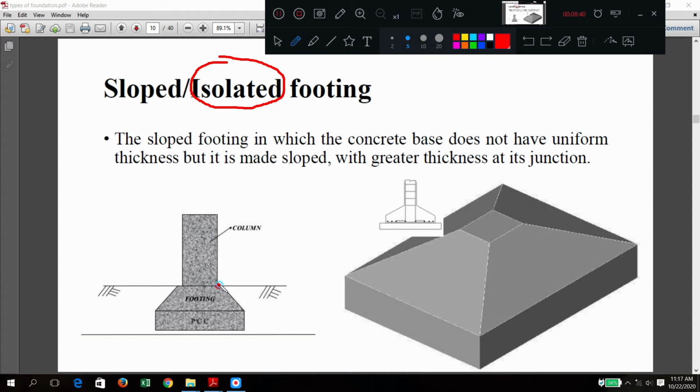Sloped means what? From the edge of the column base to the raft top, the concrete is poured in a sloping direction. Steps are not there; instead, one continuous concrete layer is made. So this is called sloped footing. Or you can also say PCC is there, and from the PCC top you provide a sloped footing itself. That is also possible, no problem. Whatever has a slope, we call it sloped footing. I hope it is clear now.